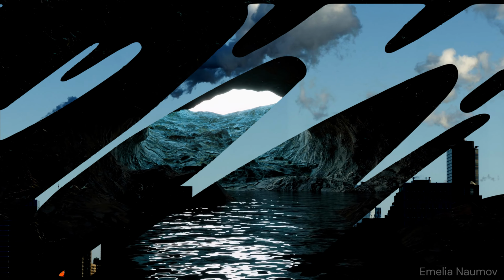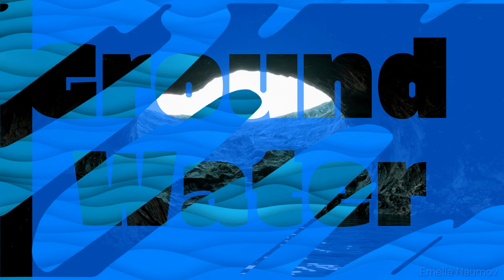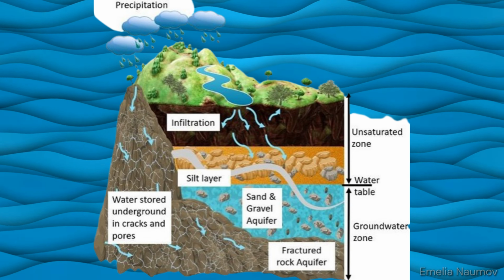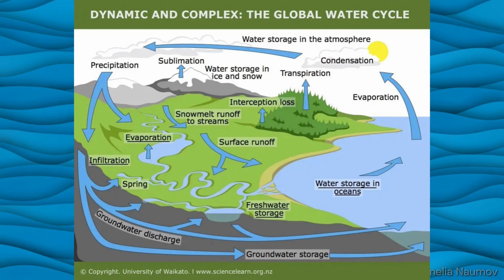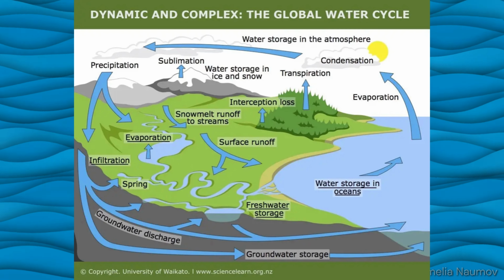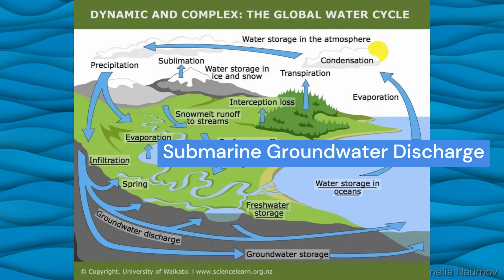Let's dive deeper into the mysterious world of groundwater. Groundwater occurs when water infiltrates through the ground and saturates the spaces between sediments and rocks. Groundwater discharge occurs when water moves out of the ground and into a surface reservoir, often because of landscape topography and changes in altitude. Submarine groundwater discharge is when this groundwater flows into the ocean.